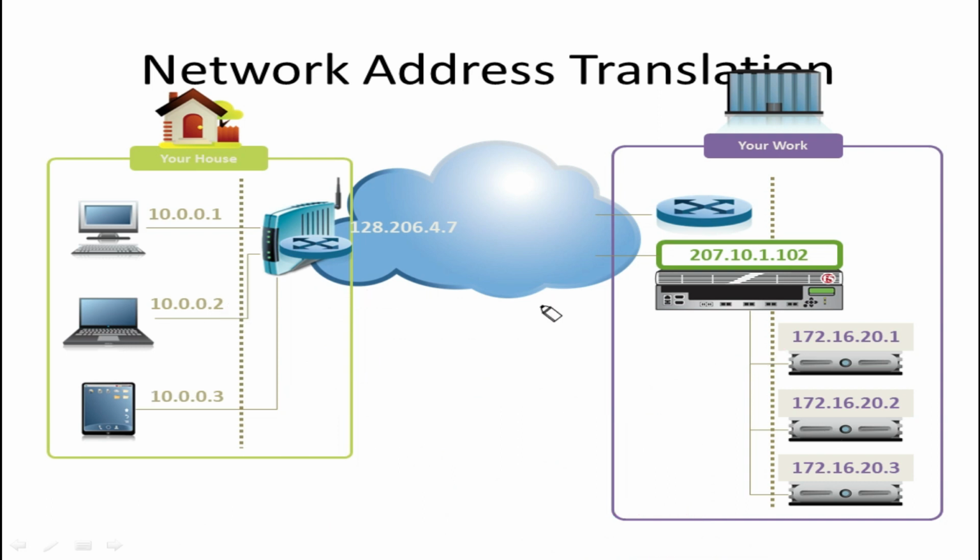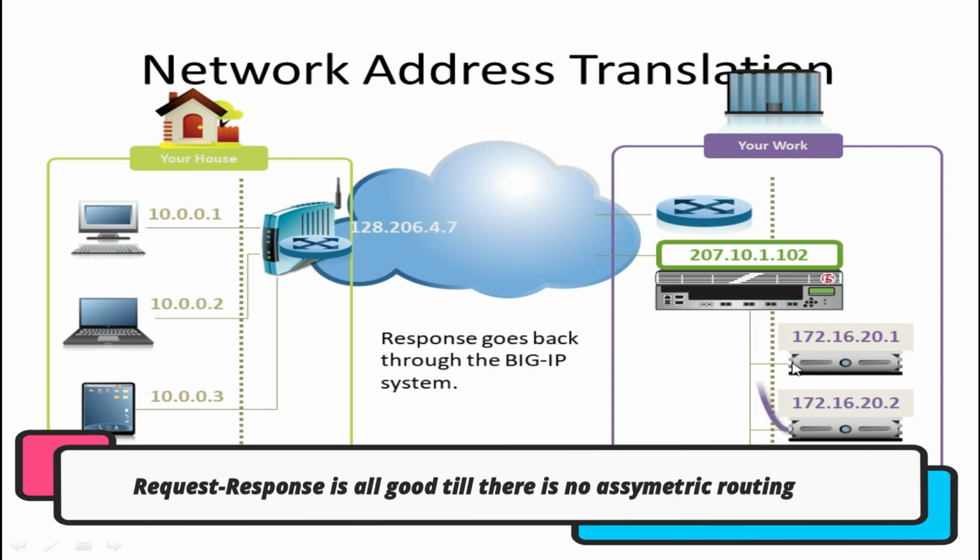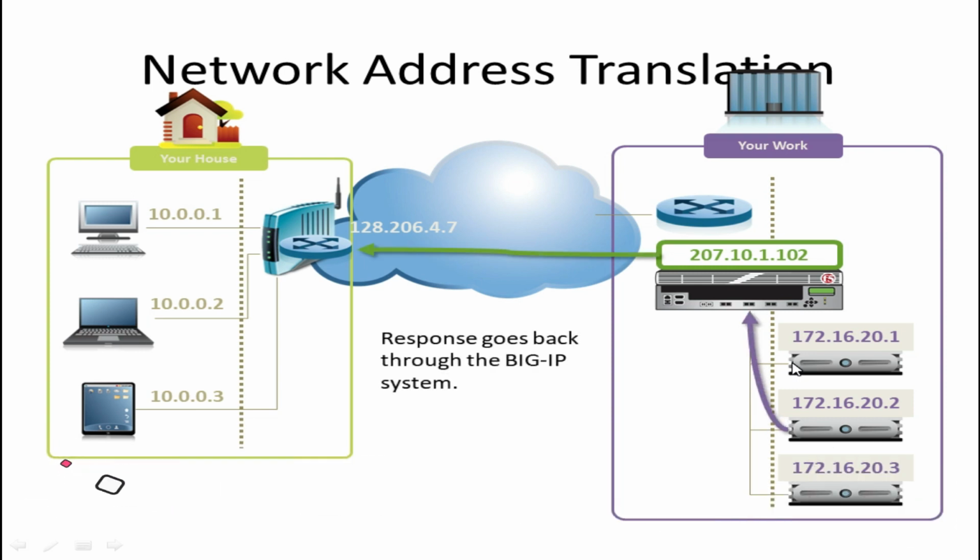Now let us see more on this figure. So you can see that my request came from 128.206.4.7, and by the load balancing method 172.16.20.2 is selected, and when the response is going back, it is going through my BIG-IP system again, and everything was working very well.